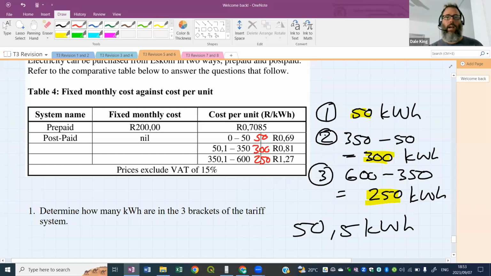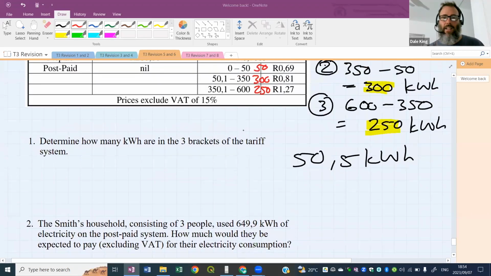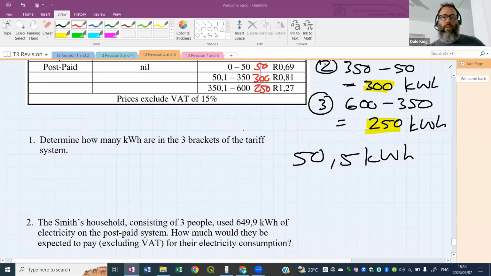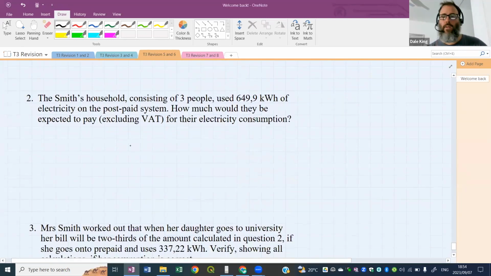Now we're going to do the question that we always see. If we have 649,9 kilowatts, how much will they pay? I'm going to run through this very quickly because we don't have much time left. We still have to give you a quiz. So 649,9.